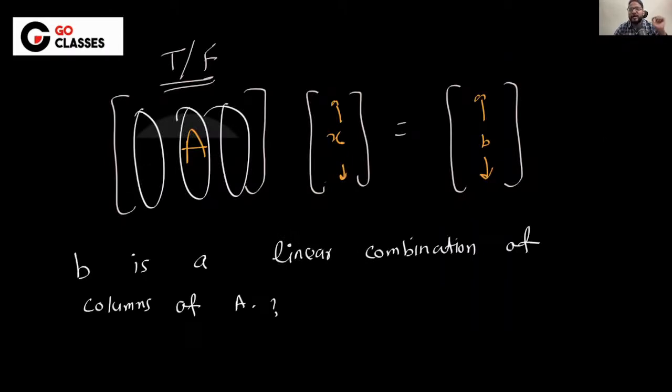Now, suppose I ask whether it is true or false. I give you A, I give you X. These are the columns of A. Suppose I give you A, I give you X, and I calculate B. If I say that B is a linear combination of columns of A, then let me know whether this is true or false.